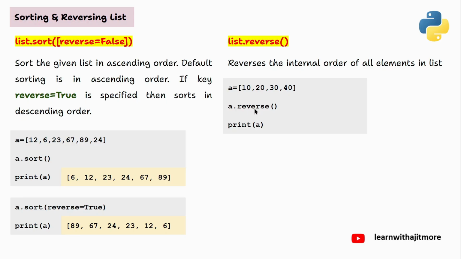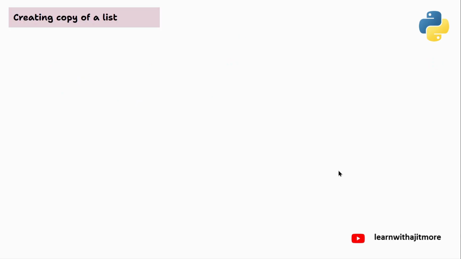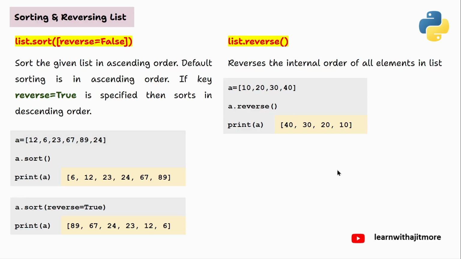See here, a dot reverse. Reverse is a method, not a built-in function. And as it is a method, it will do the changes in the original list only. Original list itself is reversed. Okay? I hope this part is also clear to you. Can you give me quick confirmation so that some more things are there? Yes, sir.